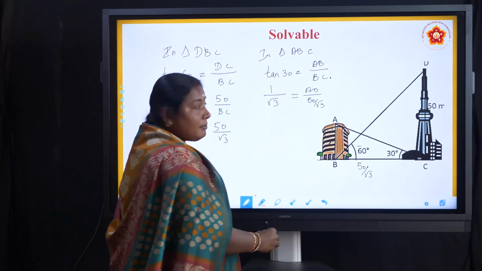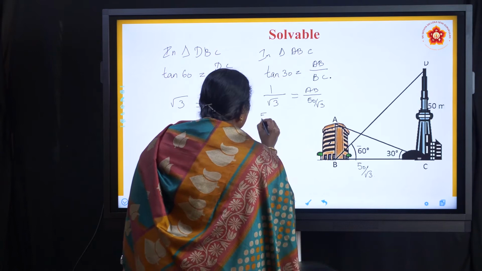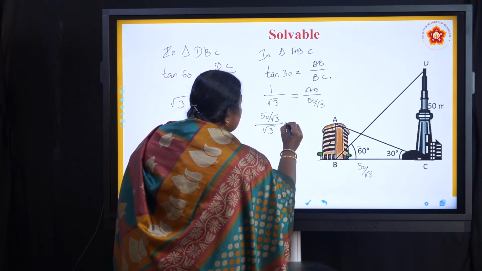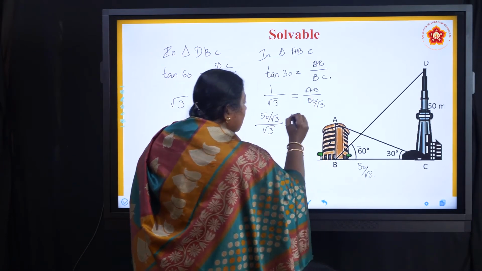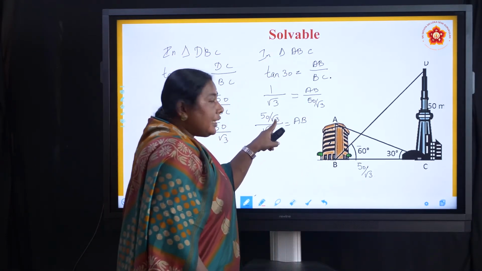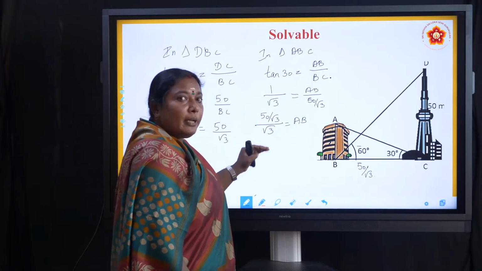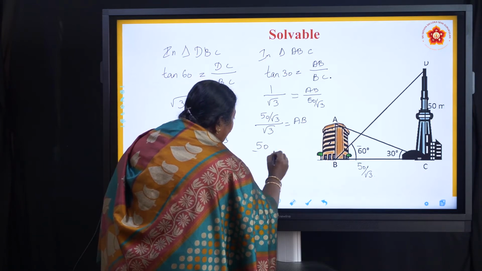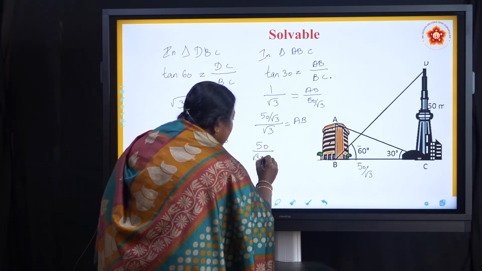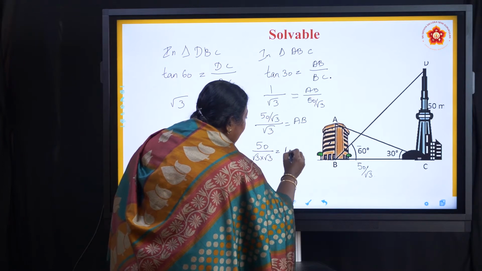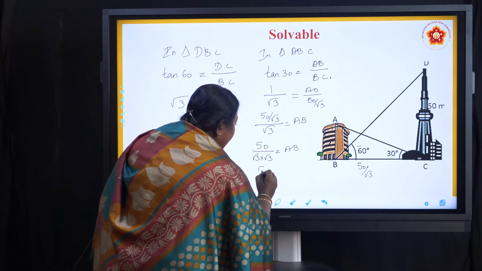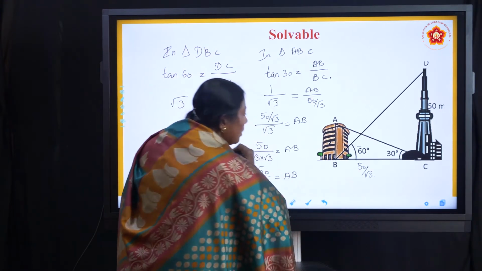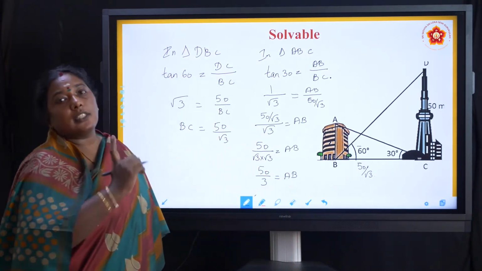Now if I do my cross multiplication, what it will become? 50 by root 3 by root 3 which is equal to AB. Now root 3 is the denominator, here also denominator. So the denominator gets same place. 50 by root 3 into root 3 which is equal to AB. So it is 50 by 3 which is equal to AB. So the height of the building is 50 by 3.